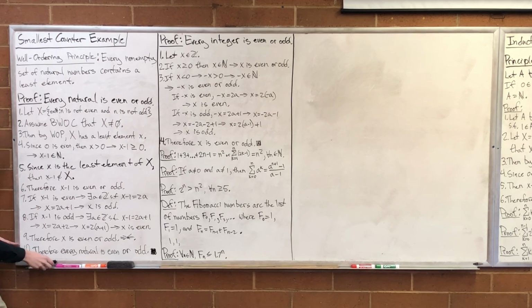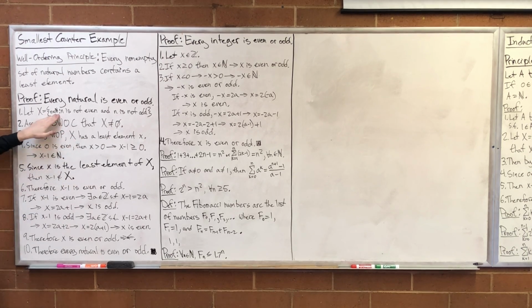Should we do big picture what we did one more time? Yeah. Let's say big picture what we were doing one more time. So we're proving every natural number is even or odd. We're saying let x be the set of all natural numbers that aren't even and aren't odd. We assume by way of contradiction that x is not empty.